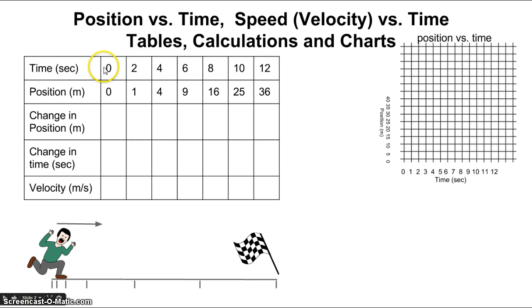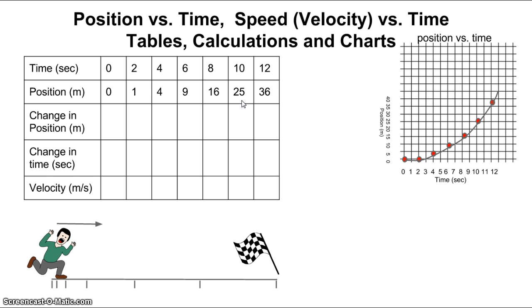Let's go ahead and plot each of these positions. 0 seconds and 0 position. Next one is 2 seconds and 1 meter. 4 seconds and 4 meters. Okay, 6 and 9 meters. At 8 seconds we're at 16 meters. At 10 seconds we're at 25 meters, and finally we're at 36 meters at 12 seconds.